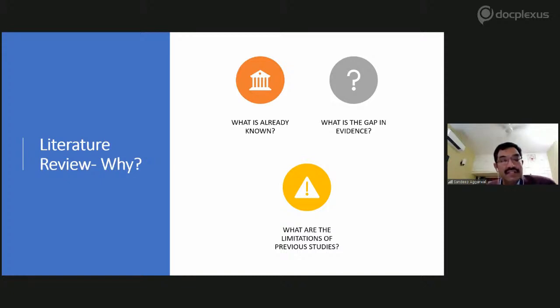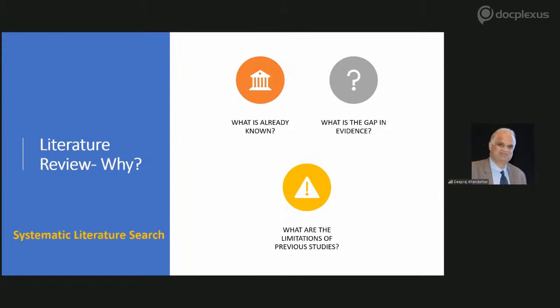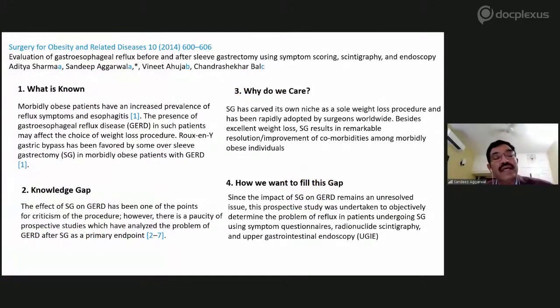What it teaches us is what is already known, what the gap in evidence is, and what the limitations of previous studies are. I'll show you an example. Look at this example. This is an introduction from one of our published papers. Just see how concise it is. It's probably 1.5 paragraphs.